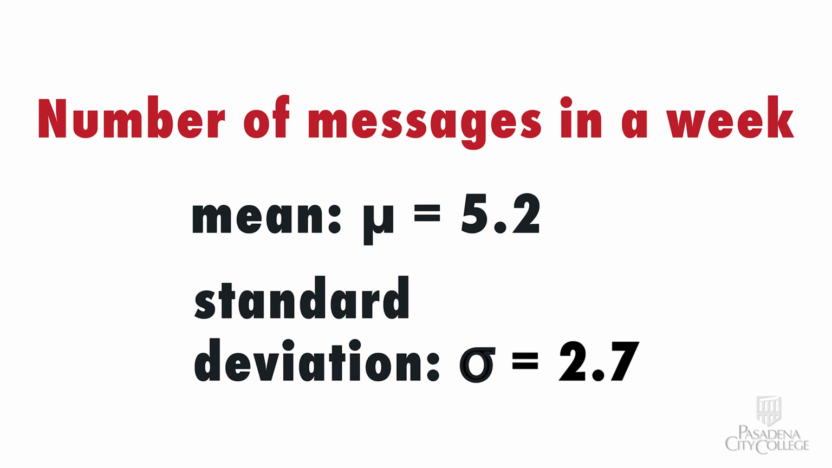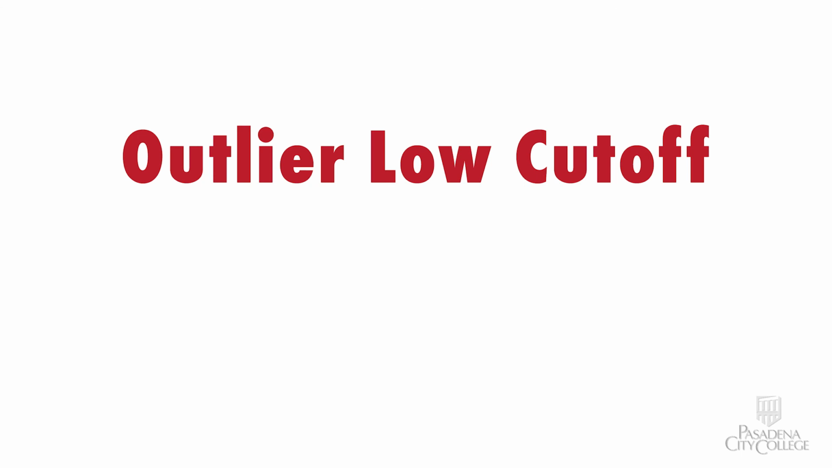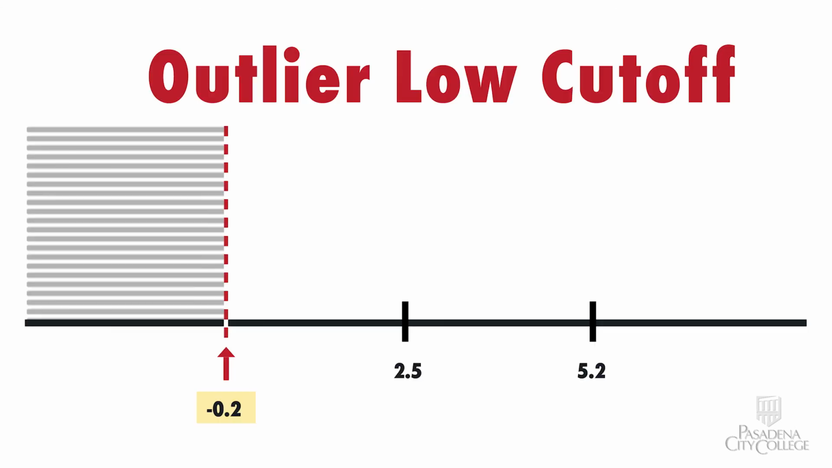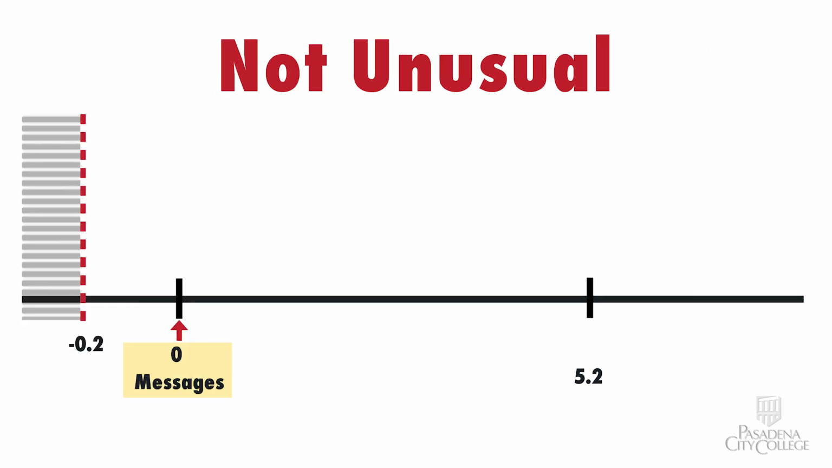The mean number of messages received in a week is 5.2 with a standard deviation of 2.7. Right, let's try to calculate the outlier low cutoff. So 5.2 minus 2 standard deviations. So 5.2 minus 2.7 minus 2.7 will get you negative 0.2. So the outlier cutoff is negative 0.2? What does that mean practically? Well, in practice, you can't really receive fewer than 0 messages. So getting 0 messages is not that unusual.